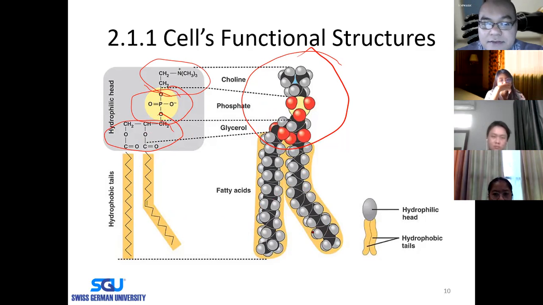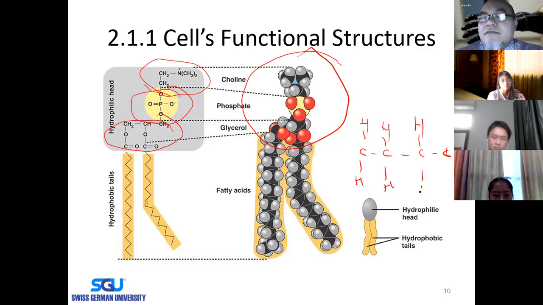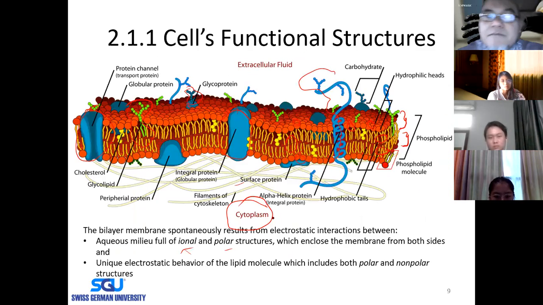Then the two tails are basically fatty acids. Fatty acid basically contains only C and H, long fatty acids. Remember the CH structure. So here you know that it is not polar. There is no dipole inside. That is why it is the non-polar region of this phospholipid structure. They will bind to each other inside the phospholipid bilayer, in the middle part.